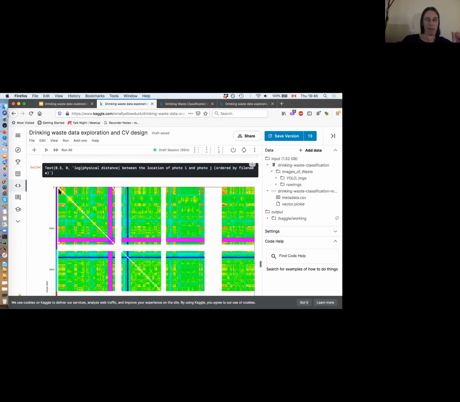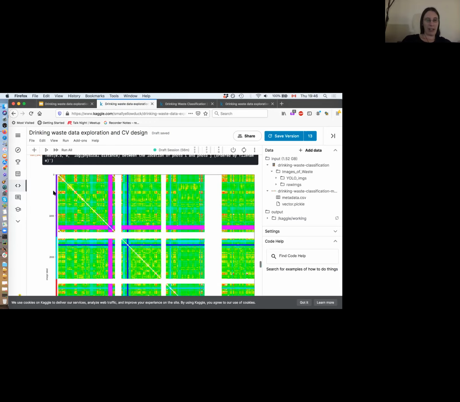So whoever said before that the diagonal should be all red: now it should be all white, because the log of 0 is not a number. So that's why we're seeing 0 white along the diagonal. This is just the original order from the file names in the data set, and I plotted over here the color corresponding to the image class.